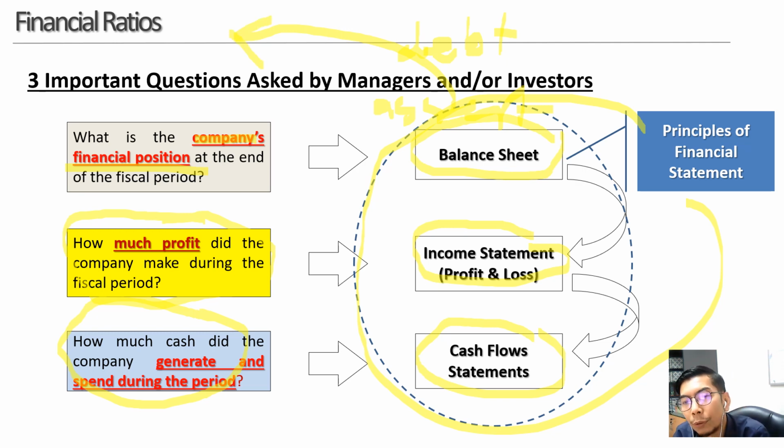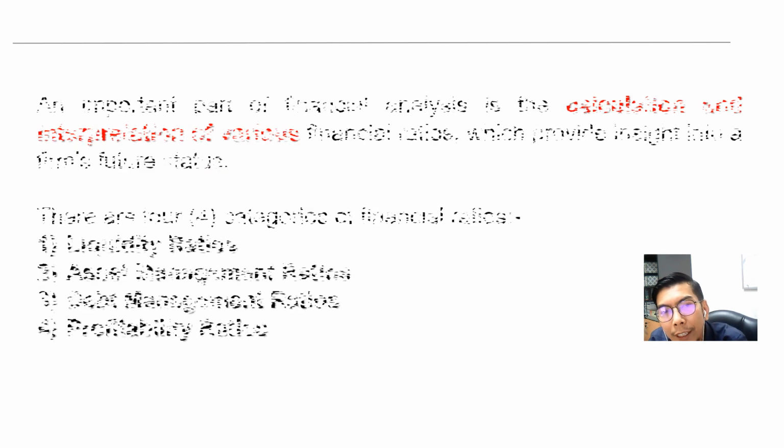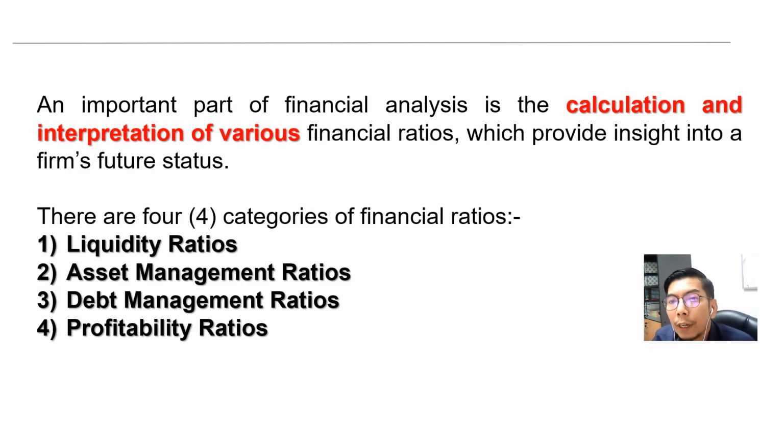So what is a financial ratio? The financial ratio is an important part of financial analysis, whereby we calculate and interpret various financial ratios which provide insight into a firm's status and future status. The keyword here is insight. Of course we can prepare our balance sheet, our financial statement. We can show that this is our asset, this is our liability, we are making profit throughout the years and so on. However, what the clients want to know is the inside of your financial statement.